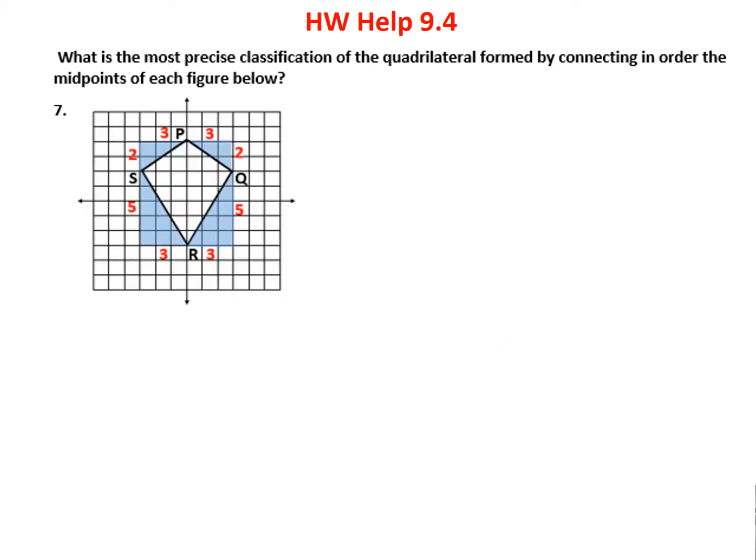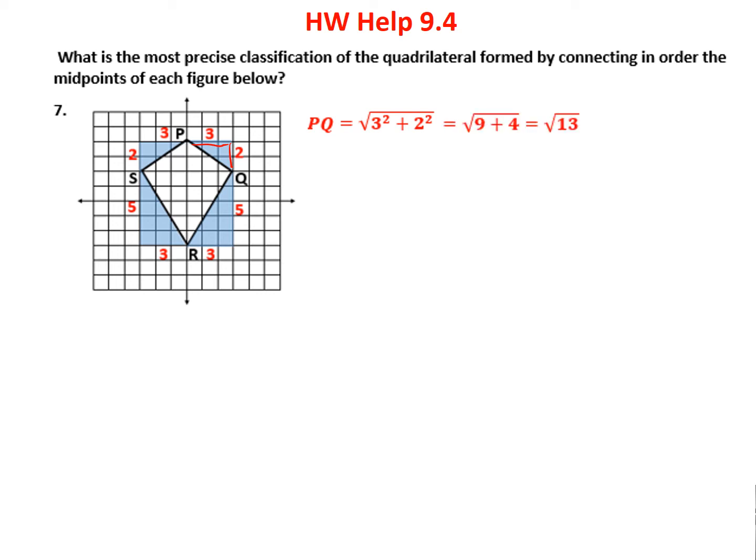So we look at number 7. It obviously looks like a kite. But to prove it's a kite, we have to show that there are 2 pairs of consecutive sides that are equal. So let's figure out the sides again. Notice for our first triangle here, PQ, the sides are 3 and 2. So it's 3 squared plus 2 squared, square root. That's going to be 9 plus 4, or the square root of 13.